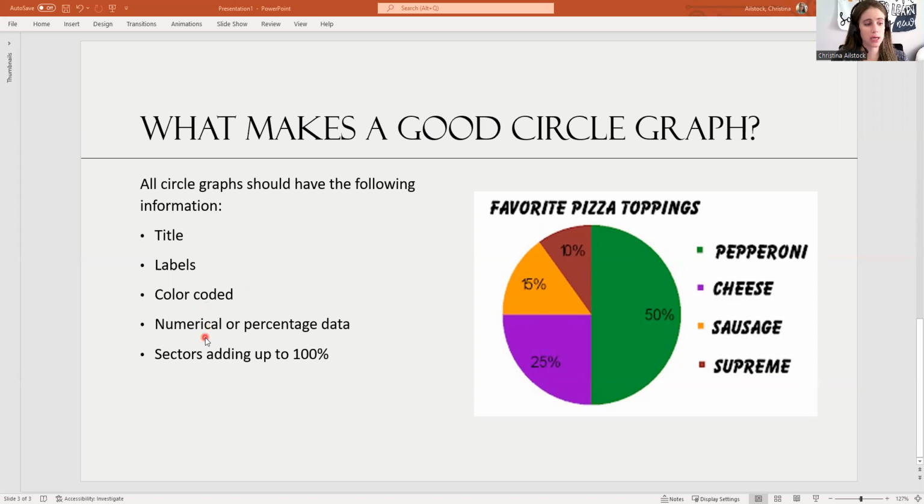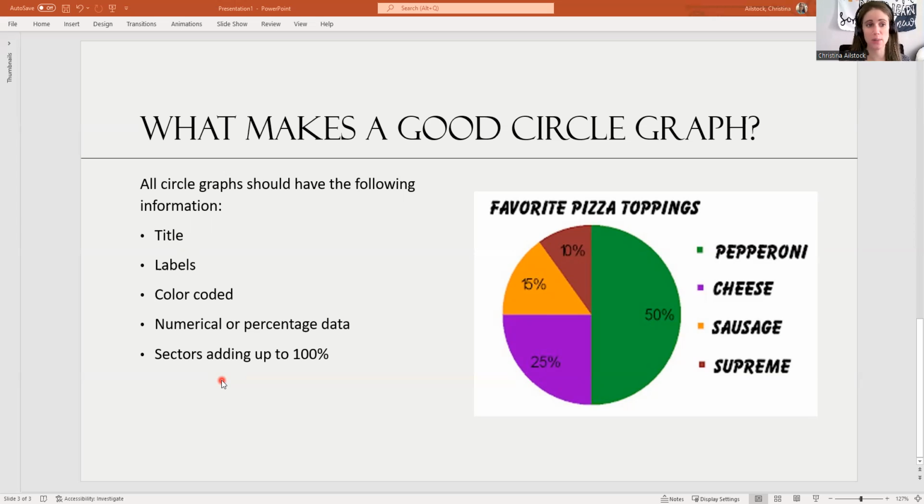And then your data is represented either in a numerical form, so that could be by a number, a decimal, a fraction, or in this case as a percentage. But no matter how the data is represented, they always need to add up to 100%, because that would give us our total. So those are just some things to look for to know that you are interpreting and reading an appropriate and good circle graph. All right, let's head on over to IXL to do the interpreting.